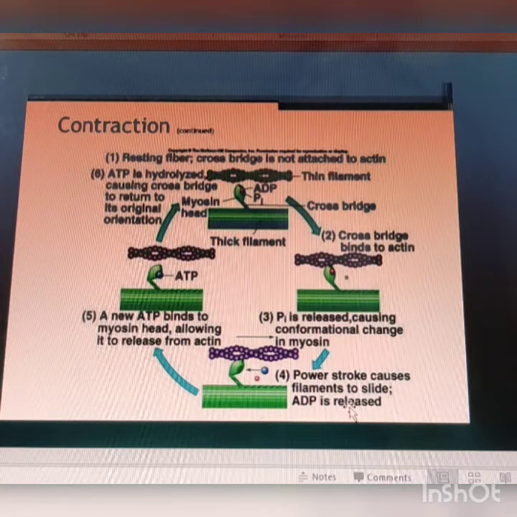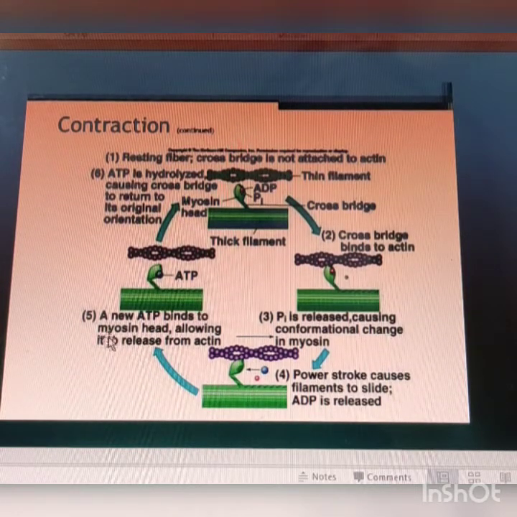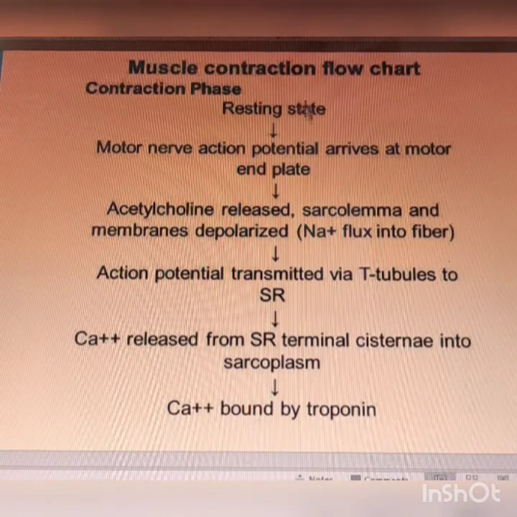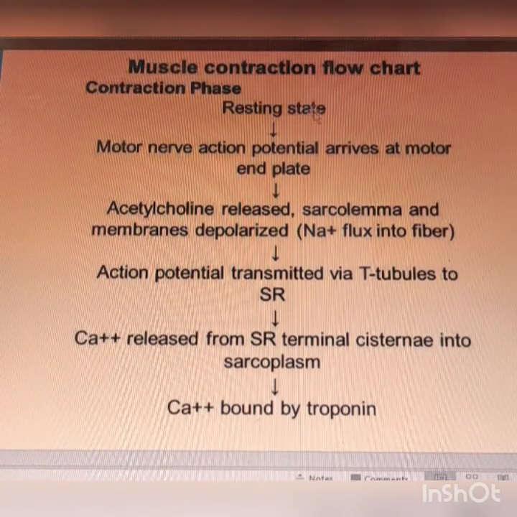and ADP is released. After that, a new ATP binds to the myosin head, allowing it to release from actin. When the myosin head is bound to ATP, it is released from the actin filament. ATP is hydrolyzed, causing the cross bridge to return to its original orientation. Here the cycle repeats. So here is the flow chart, that is the resting state.